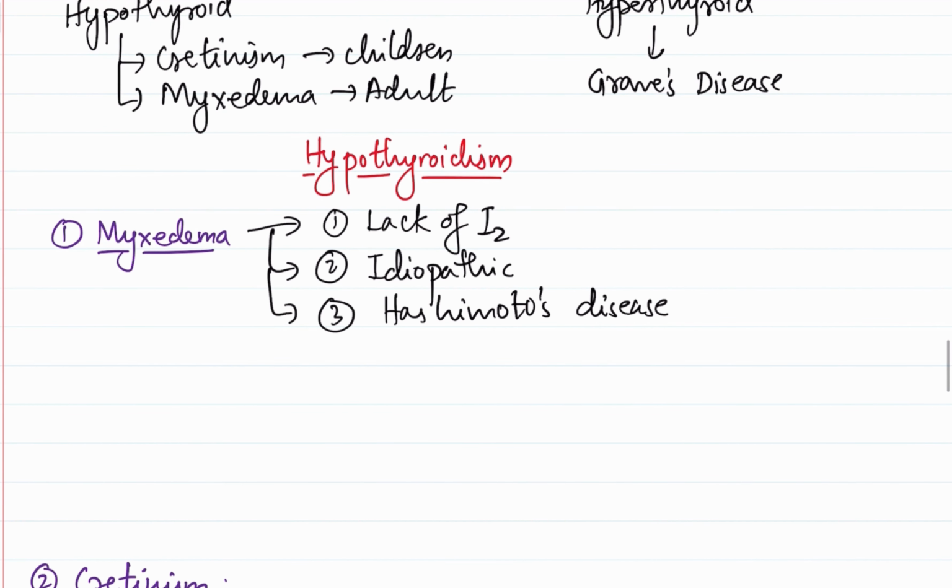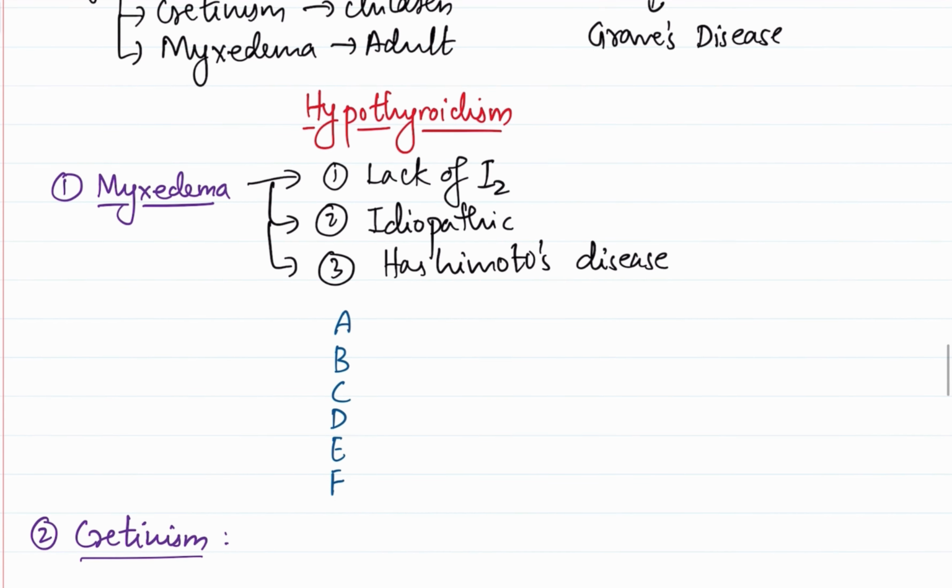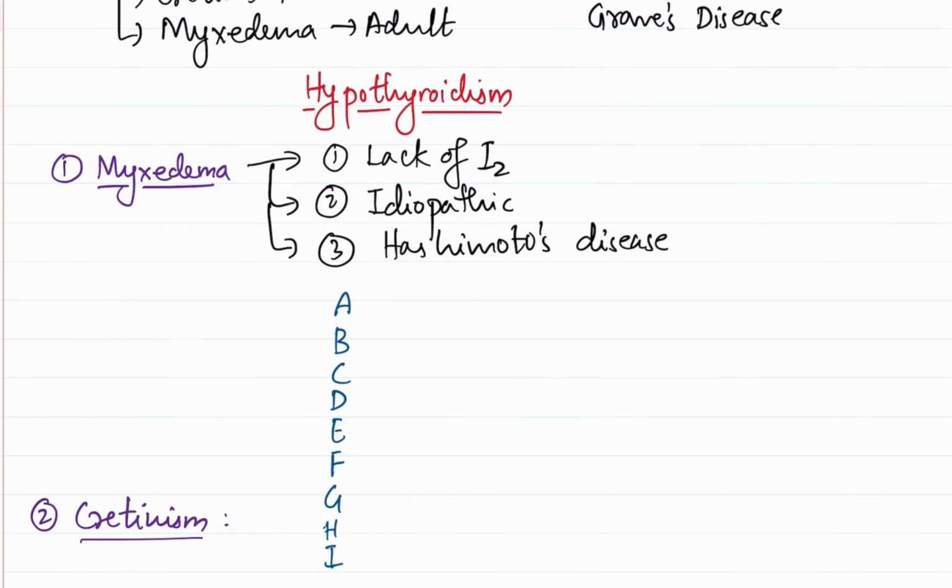So what are the features? There is a mnemonic for that. The answer is that if we know the functions, then we'll know the disorders. So knowing the physiologic functions is extremely important. The mnemonic is A, B, C, D, E, F, G, H, I. So let's start. A stands for 2, that is anorexia and atherosclerosis.